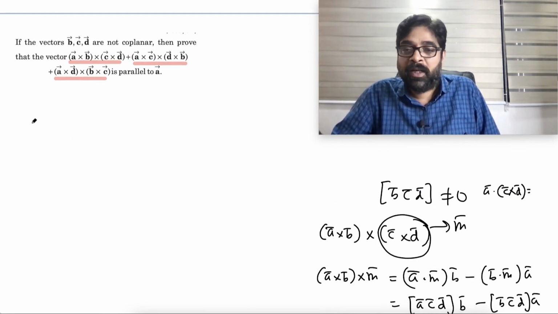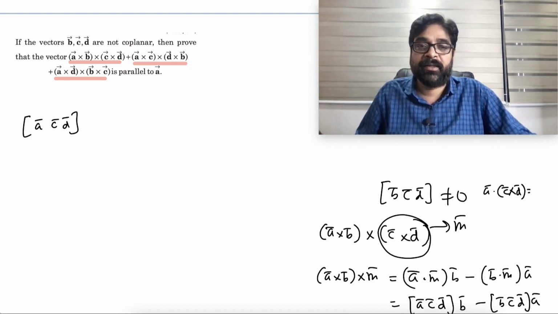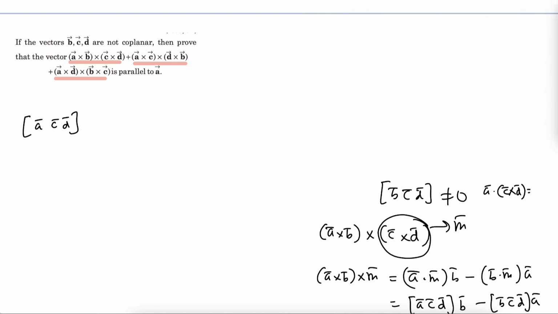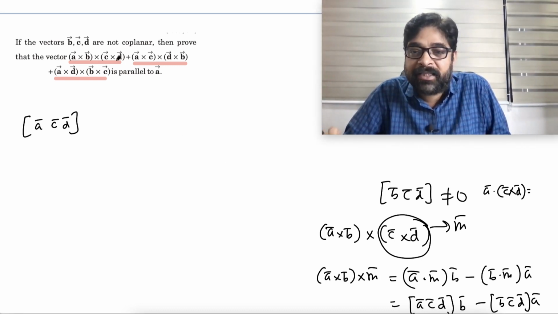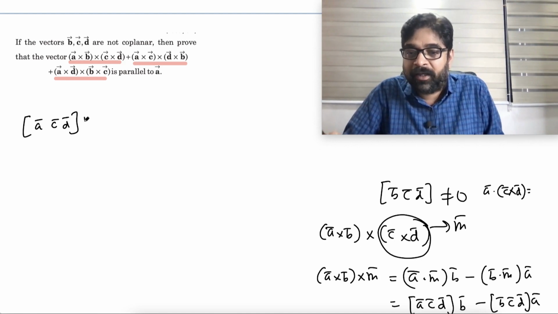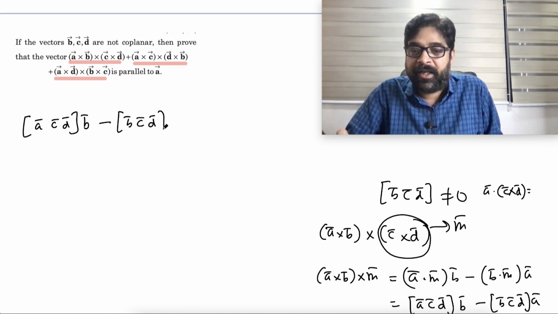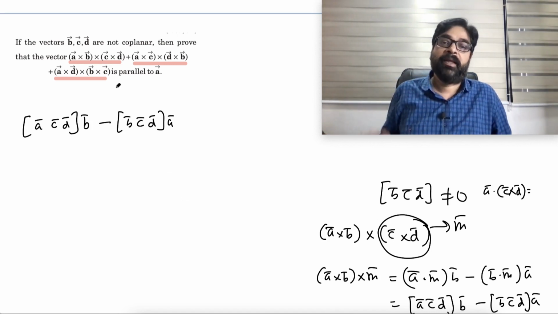So now let's write this value. This value will be what? Take the first vector and make a box with this. The box of ACD. Box of ACD. Just a minute. Yes. So this will become box of ACD into balance vector B vector minus box of BCD into balance vector A vector. This is the expansion of first. Have you understood?